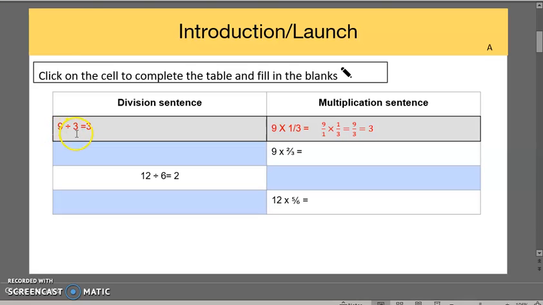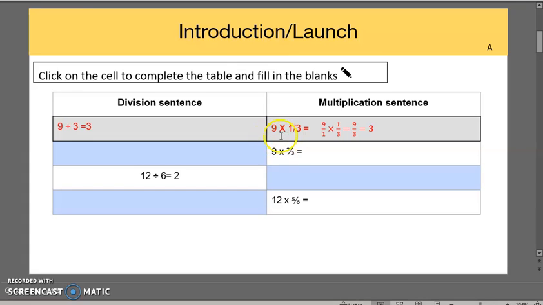9 divided by 3 equals 3. And over here, 9 times 1/3. So notice how dividing by 3 and multiplying by 1/3 will still give us the same answer. So this is what we want you to practice working on. Notice how the same answer is 3 and 3. Dividing by 3 is the same thing as multiplying by 1/3.